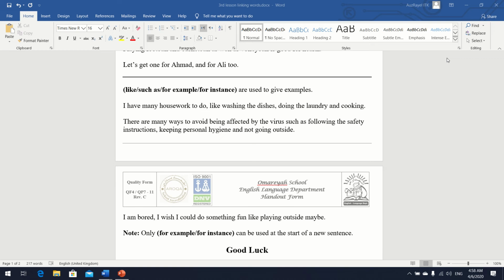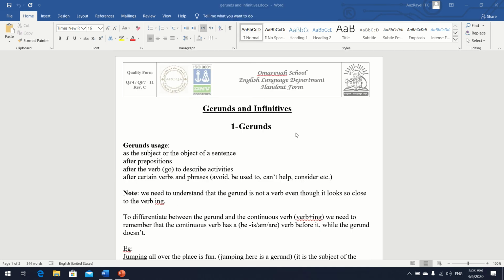So that's all for the linking words. Next, we are going to take the gerunds and the infinitives. So now we are going to talk about the gerunds and the infinitives. To answer questions regarding the gerunds and the infinitives, we need to know a few things.